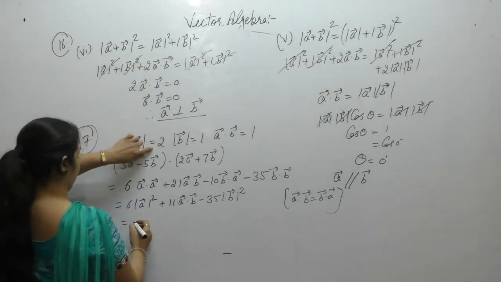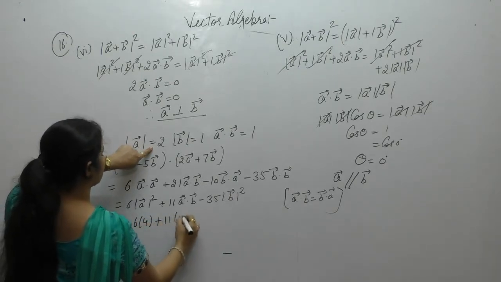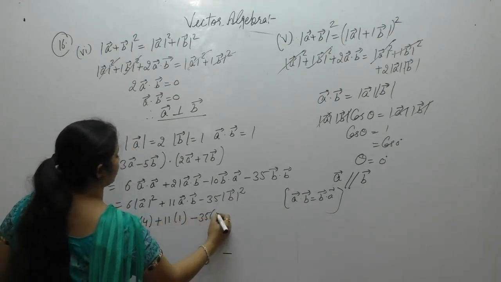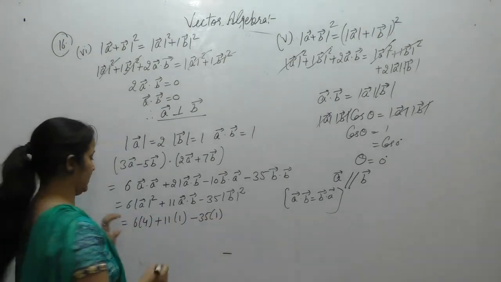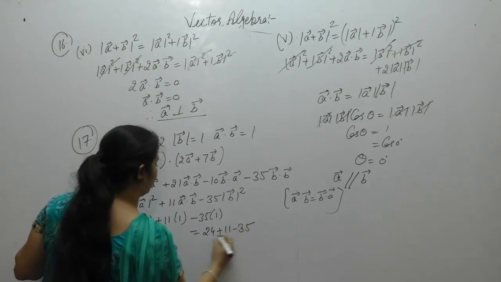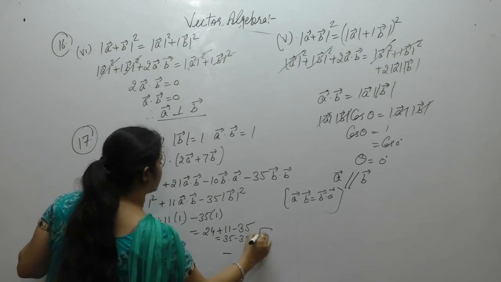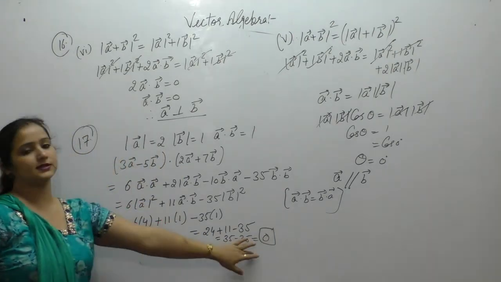Now magnitude of vector A is 2, so 2 square. A dot B has value 1, modulus of B is 1, 1 square is 1. 6 into 4, 24 plus 11 minus 35. 35 minus 35, so the value of this term is 0.